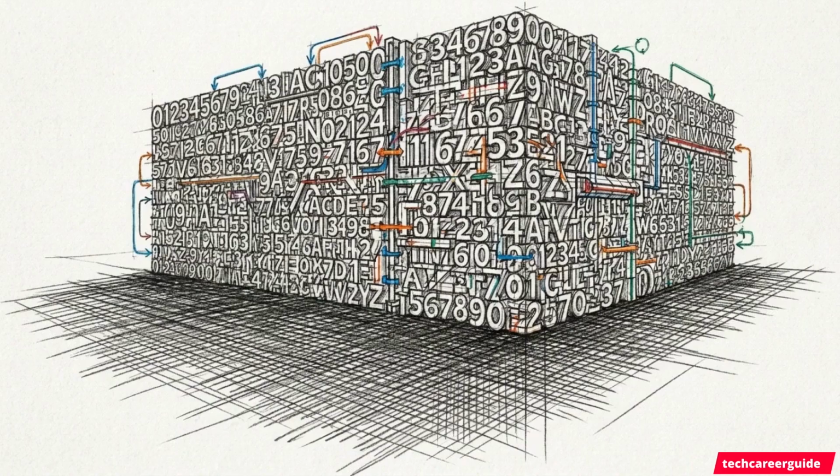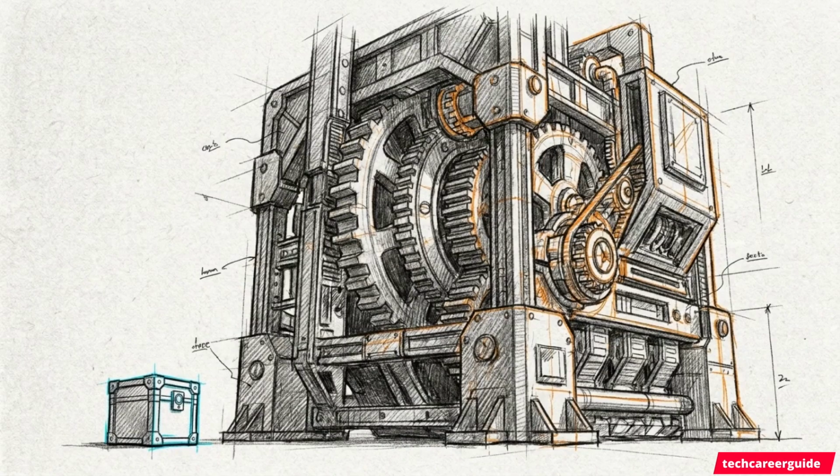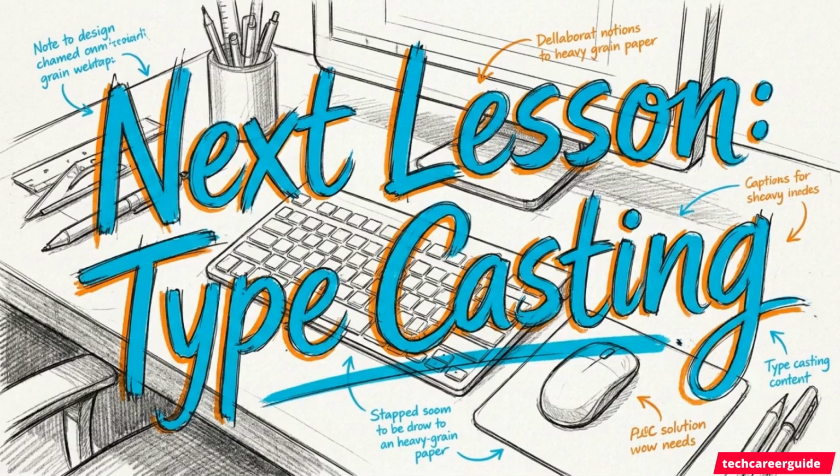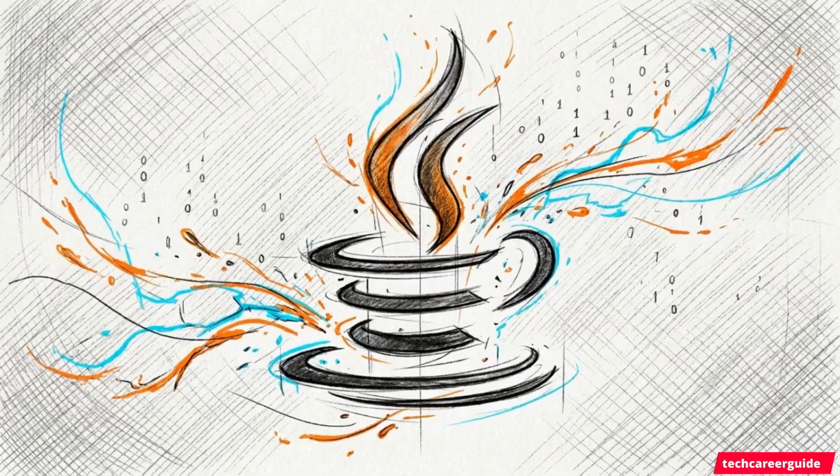But here is a challenge. What happens when you have a large piece of data, but you need to fit it into a smaller primitive box? We will solve that problem in the next lesson, where we cover typecasting in Java. You are making steady progress. Keep learning Java one core concept at a time.